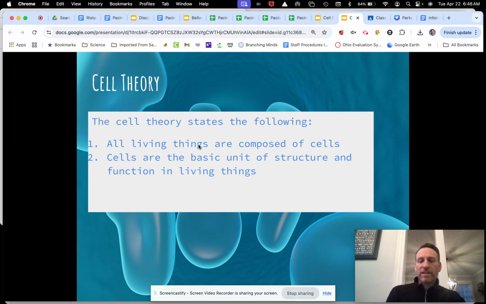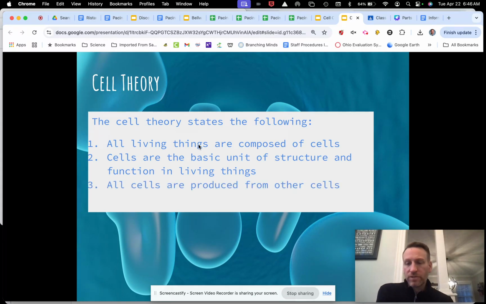And then the last one, all cells come from other cells. Pre-existing cells was the term we used yesterday. So in this unit, it's pretty simple, right? Number 1, all living things are composed of cells. That's an easy one for us to knock out in class by just using microscopes, right? By looking at different plants and different animal cells to see the difference in the cells, but to see that, yes, these things are made of cells. That's easy. Number 2, basic unit of structure and function.